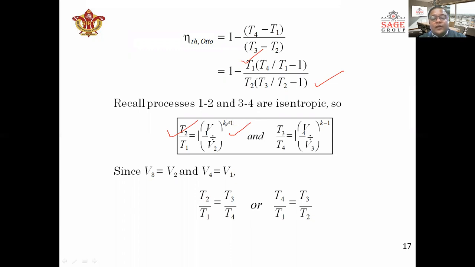In many places you will find K, in many places gamma, in many places N, depending on the book and the writer. T3 by T4 is equal to (V4 by V3) to the power of K minus 1. Because constant volume processes are taking place, V1 is equal to V4 in process 4 to 1, and similarly V2 is equal to V3. So these equations are equal. T2 by T1 is equal to T3 by T4, and so T4 by T1 is equal to T3 by T2. When we see this here, these cancel out on the up and down side. So the formula will reduce in the next slide.